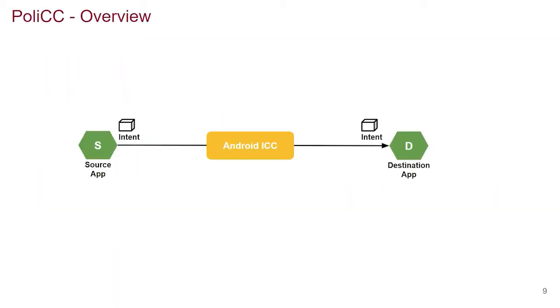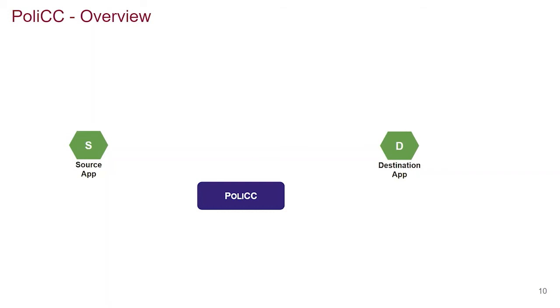Here is the overview of PolicyC. As I mentioned earlier, in Android, the source app puts its data into an intent. Then the intent will be routed by ICC and delivered to the destination app. PolicyC does more than the standard ICC.